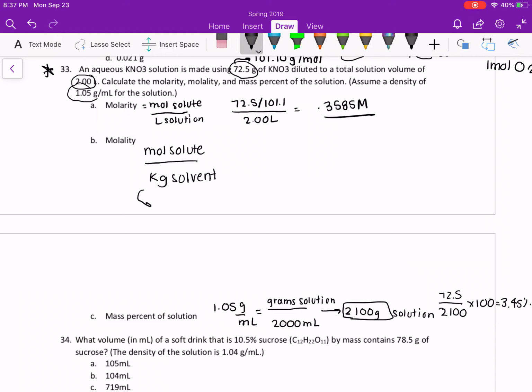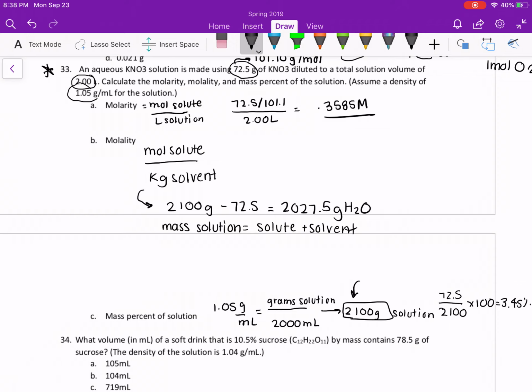To find the kilograms of solvent, I'm going to take this mass right here, which is the total, and minus 72.5 grams from it. When you do that, you should be left with 2,027.5 grams of H2O, which is our solvent. Because remember, the mass of solution is just the mass of the solute plus the mass of the solvent. So when I convert that to kilograms, it's going to be 2.0275 kilograms.